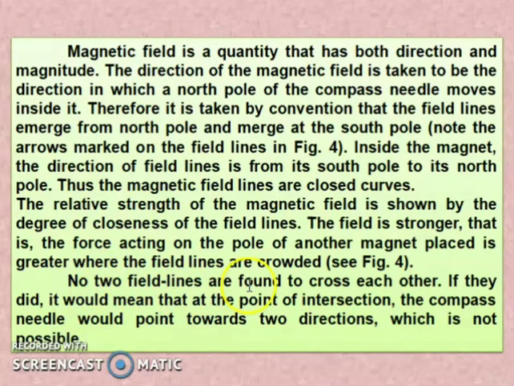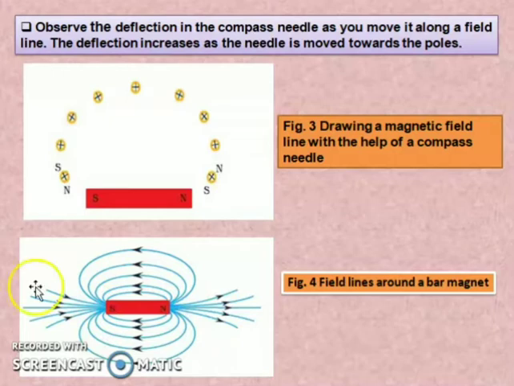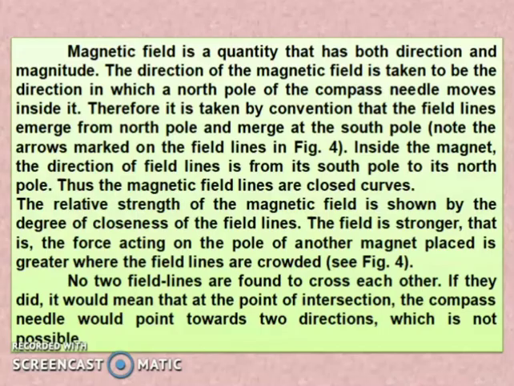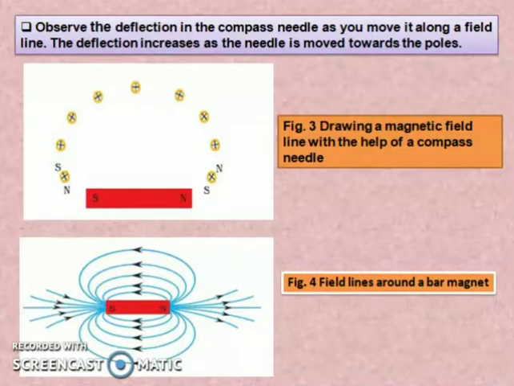No two field lines are found to cross each other. If they did, it would mean that at the point of intersection, the compass needle would point towards two directions, which is not possible. So no two lines will intersect. So there will not be any point of intersection of these field lines.